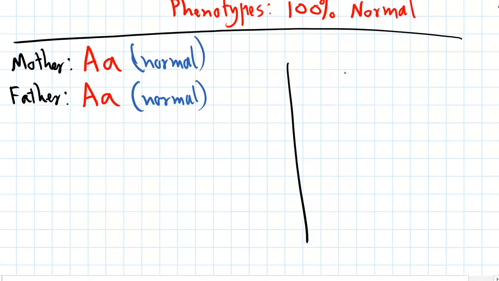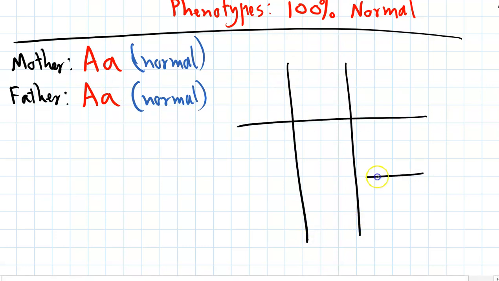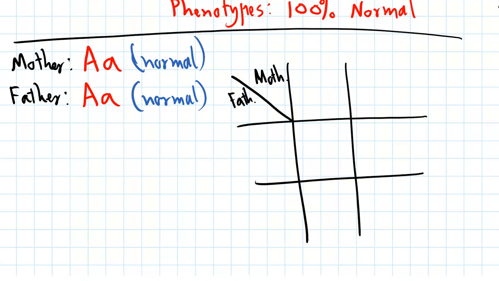Okay, so we'll set up our Punnett square again. Got our two-way table. We'll put the mother here and the father here. It doesn't matter which side you put the mother and the father on, the top or the side. So now, the mother, she can produce a gamete that either has the big A allele, but she can also make gametes that have the small a allele in. And the same for the father.